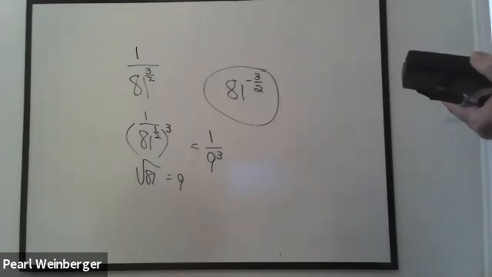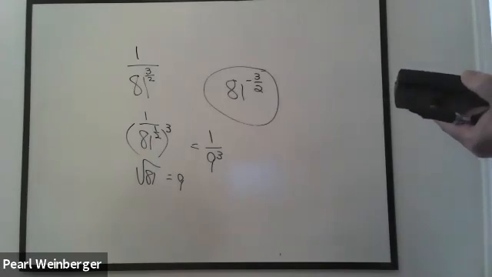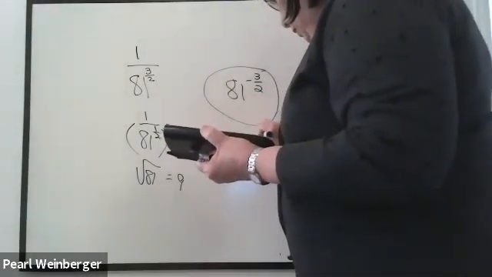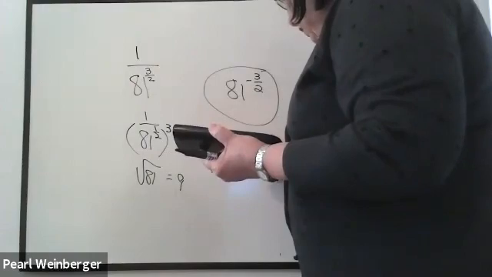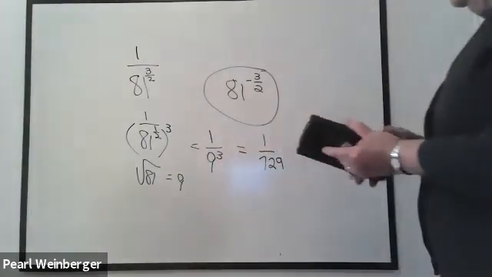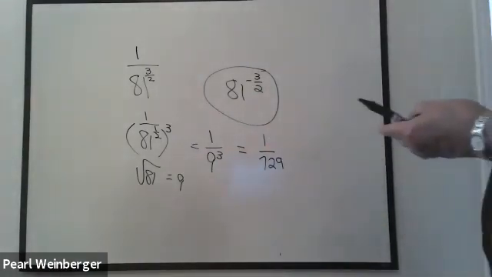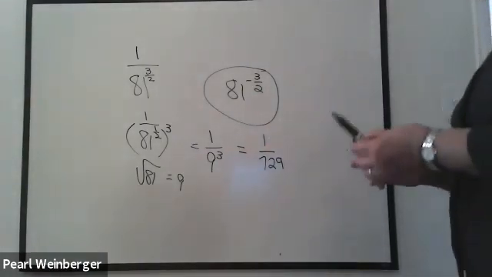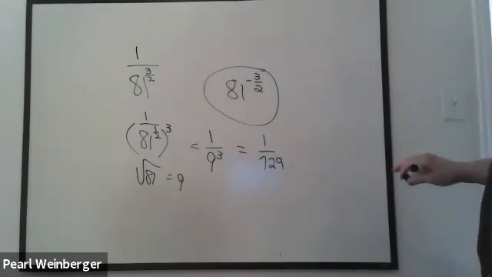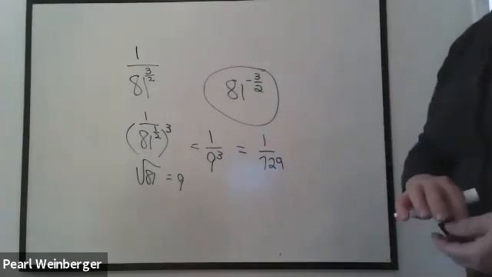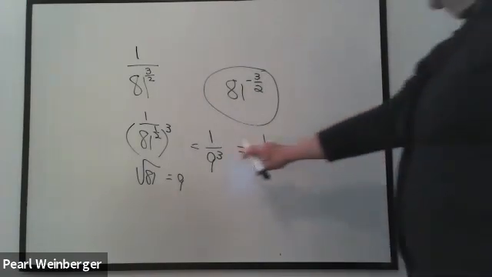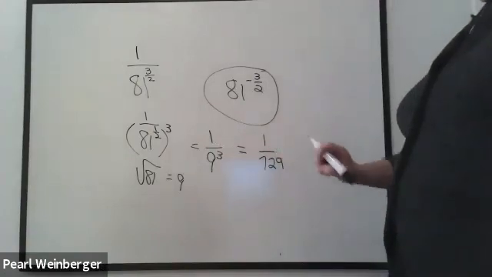Nine to the exponent of 3 gives me 729. So this becomes 1 over 729. And that would be the answer to this question. That's doing it really by figuring it out. I know I use my calculator a little bit, but just to multiply 9 times 9 times 9.